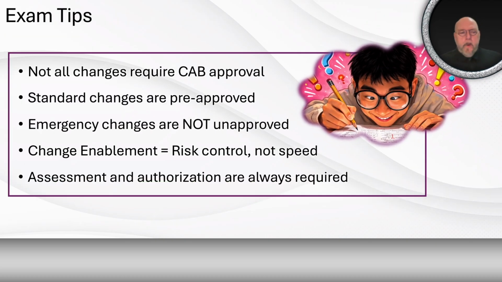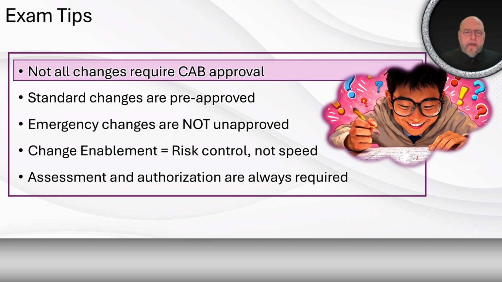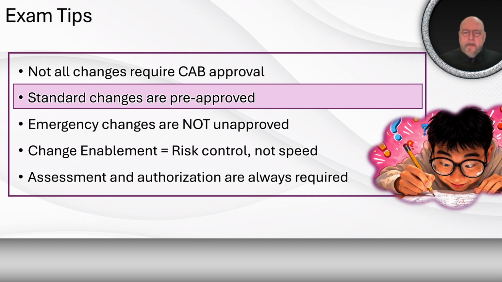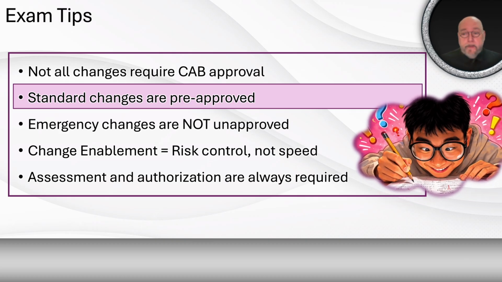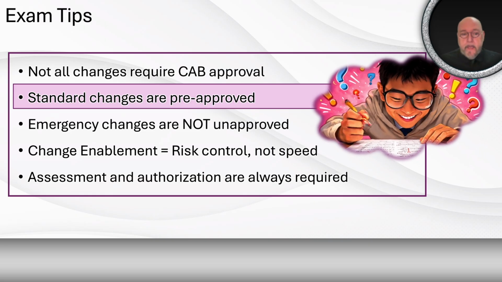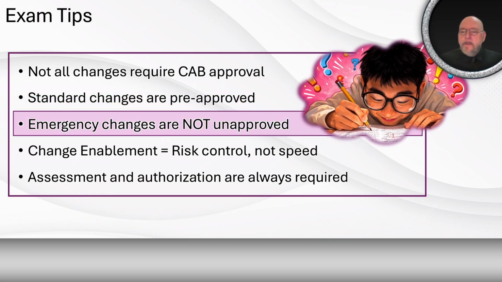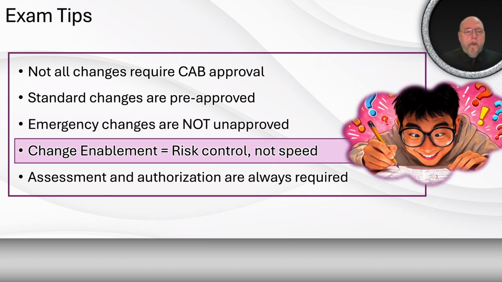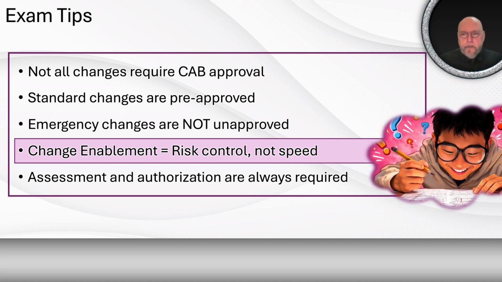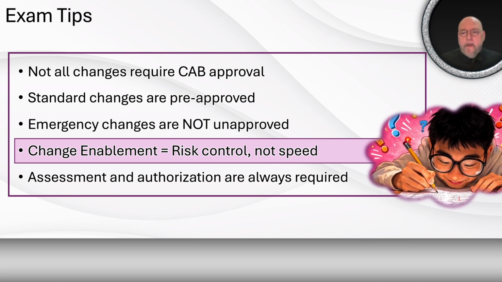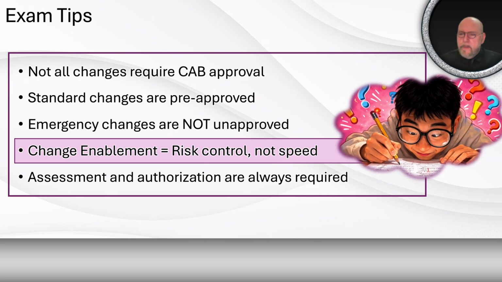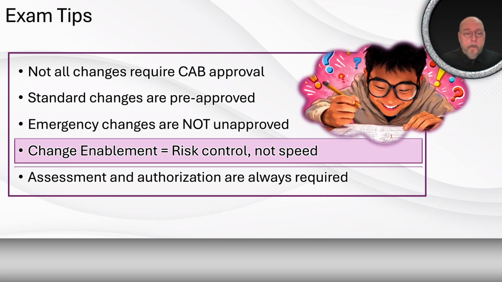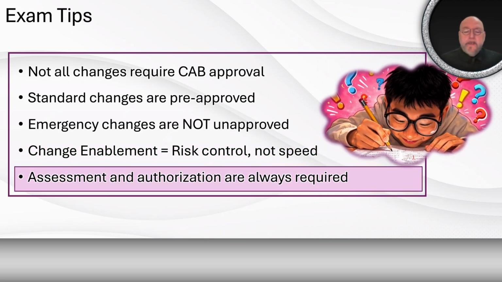For the exam, remember, not all changes require the change approval board. Standard changes are generally going to be pre-approved, but pre-approved is not a type of change. Standard is the type. Emergency changes are not unapproved. There's an emergency approval board. Change enablement is a type of risk management. It's not for speed, it's not for improvement. It is a very formal process of risk management. Assessment and authorization are always required.